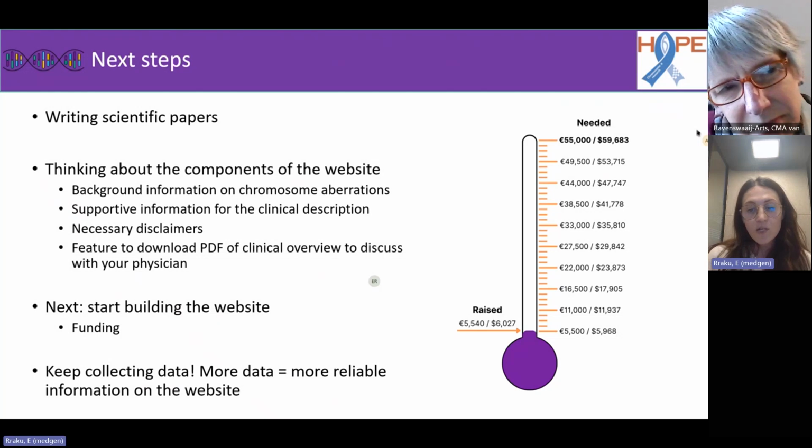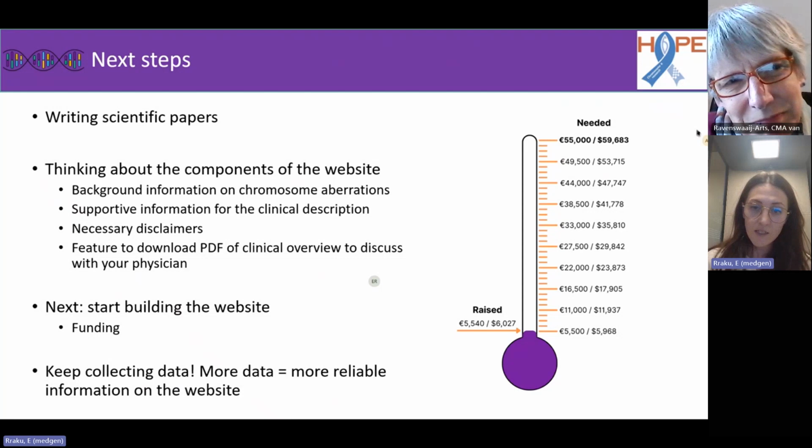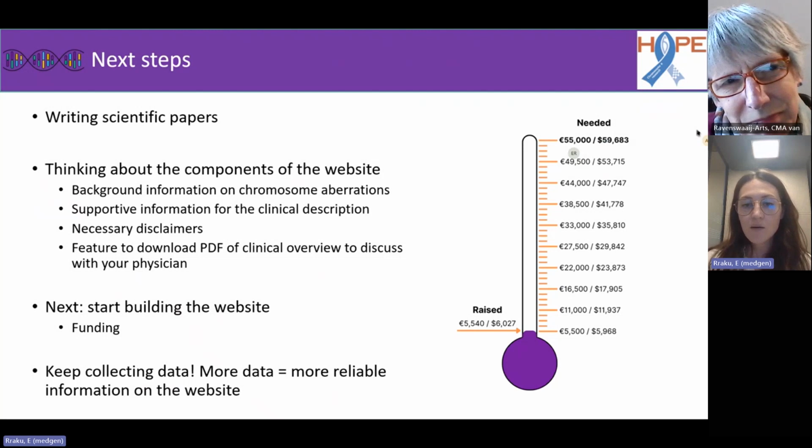The next step will be to start building the website, of course, but for that we do need funding. We have estimated a sum of 55,000 euros to get the website up and running, but Professor Connie will say something more about the funding and how you can support us. And apart from funding, you can also support us by participating in the Chromosome 6 project and filling in the questionnaire, because the more data we collect, the more reliable the information on the website will be.